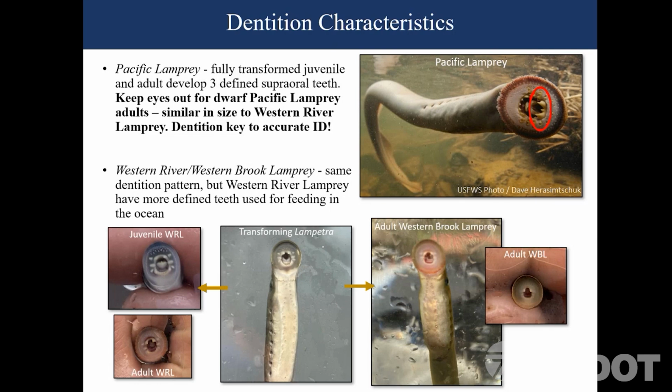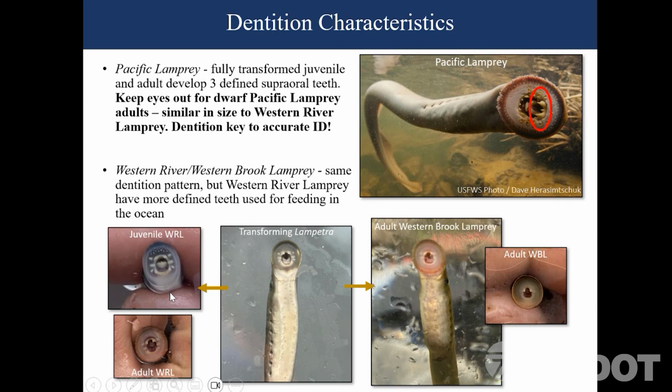For Western river lamprey and Western brook lamprey, they start to be a little more distinguishable by life history at the juvenile and especially the adult stage. So this middle one is an intermediate, transforming Lampetra. You can see that it's got 3 endolateral teeth and 2 superoral teeth. It's lighter in color. If you saw the whole body, it's a fairly light gray color. But as they mature into Western river lamprey, they will get really silvery.